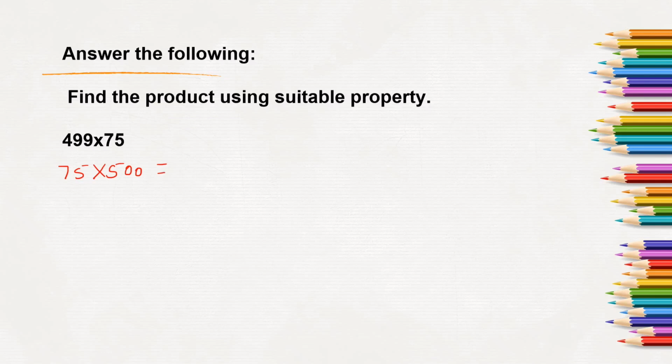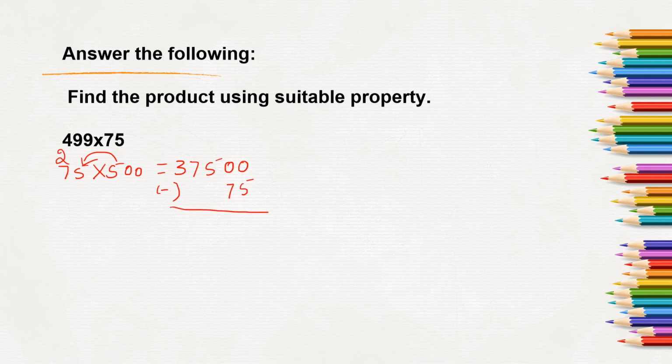So what we have to do? We have to take away two zeros out and 5 times 5 is 25. 5 here, 2 carry. 2, 7 times is 35. 35 plus 2 is 37. So we got the answer as 37,500. From this, we have to take away 75, that one time extra which we had multiplied.